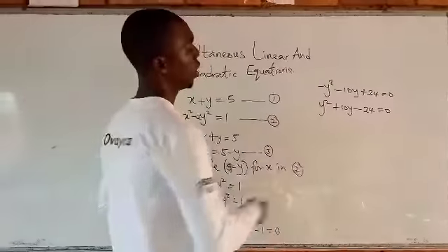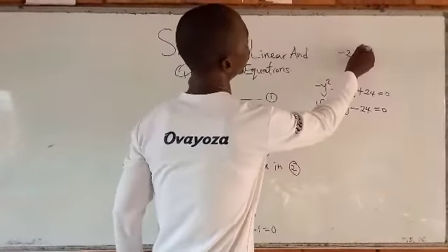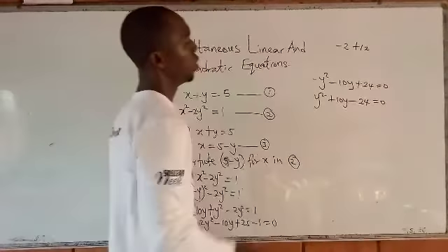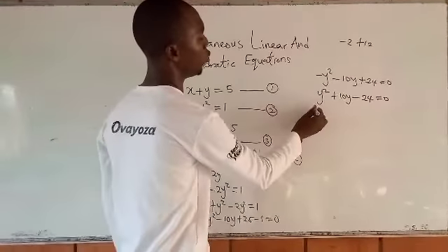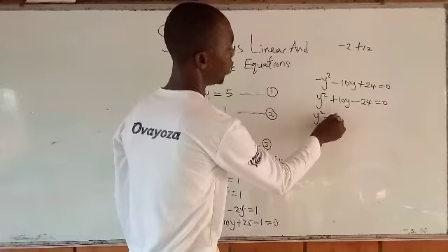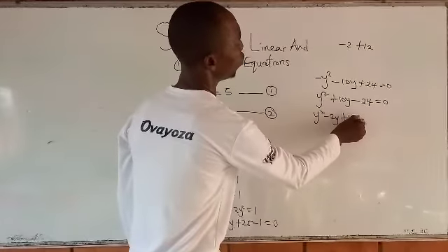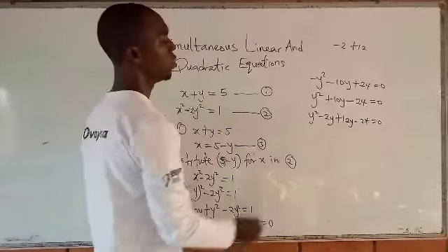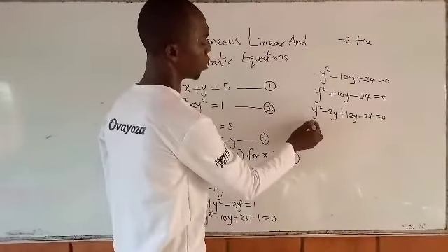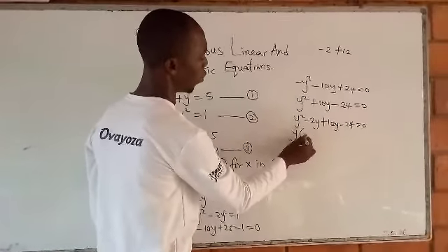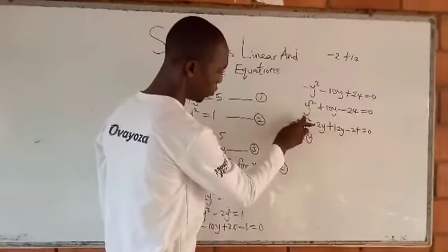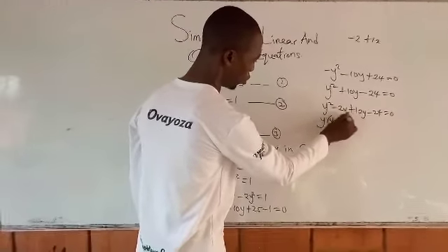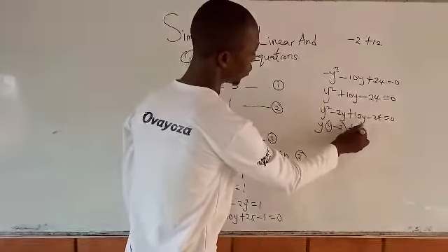If I take minus 2 and plus 12, I will end up getting plus 10. So it will be y squared minus 2y plus 12y minus 24 equals 0. So we pair them and factorize. Between this and this, y is common. Here I'm left with y. Here is left with 2. You bring down your sign.